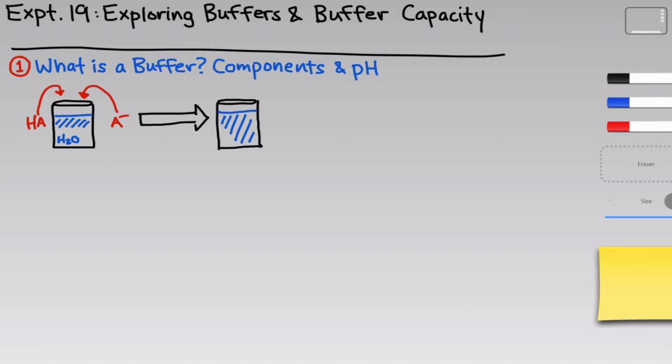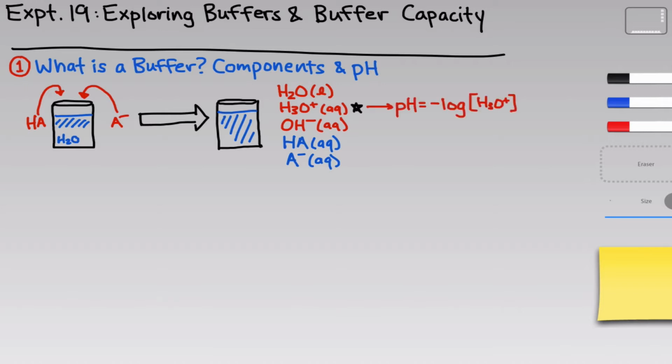The resulting mixture is really a witch's brew of all kinds of different components, and it's one of the most complicated chemical systems that you'll see in Chem 1212. We of course have the typical players in any aqueous solution of liquid water, hydronium ion, and hydroxide. But in addition to these three components, we also have the acid HA and the conjugate base A-. The hydronium ion concentration, we know this already from experiment 18, is related to the pH. pH is equal to the negative log of the hydronium ion concentration.